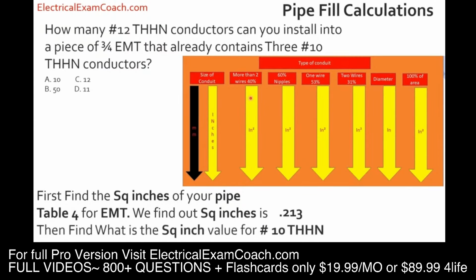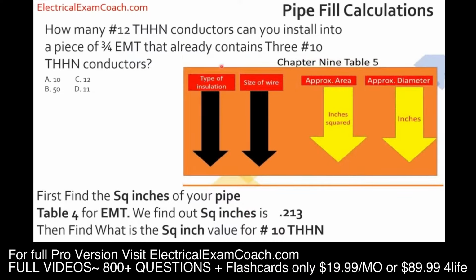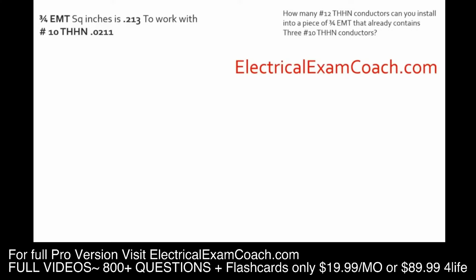Now we need to find what we already have, which is the number 10s. We're going to head over to Chapter 9, Table 5, and when we get there, we're going to start on the left-hand side and find our type of insulation. We're going to cross over and find our size of wire. Then once we find that, we're going to cross over to the approximate area. And each individual number 10 is 0.0211 square inches. Now that we have our conduit and our starting conductor, let's go ahead and write down our number 12s. That's the conductor that we're wanting to install. And then we'll be done with the code book, and all we have to do is some simple math. After we find that value and write it down, we can proceed.